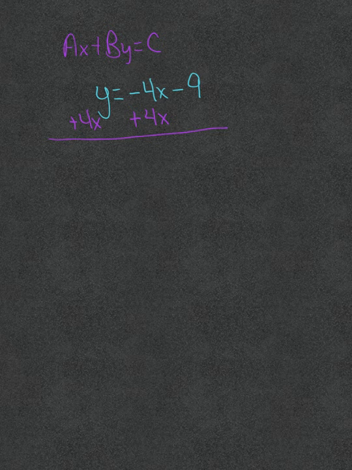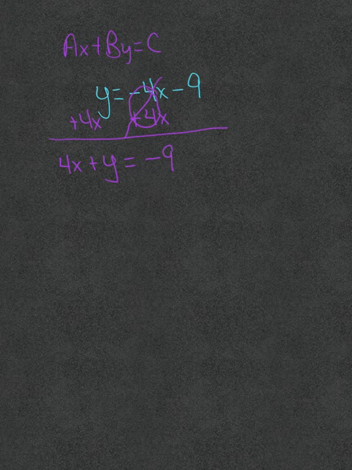So on the left side, I'm going to have 4x. That y is not negative, so it's a positive y. So plus y equals negative 4x plus 4x equals 0. So I can cross that out. And then I bring down my negative 9. I now have an equation in standard form.